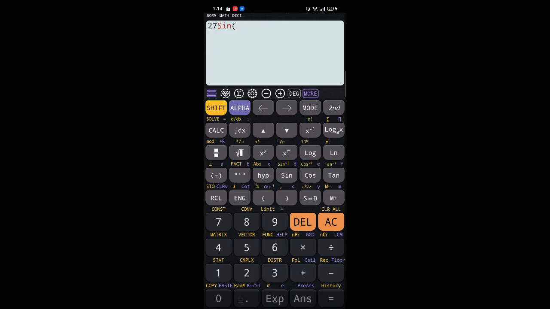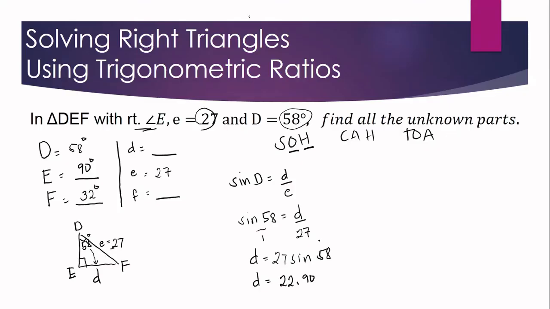Then we are going to press the angle. We have here 58. And as you can see here, the answer is already here. If we are going to round it off to the nearest hundredths, the 89 will become 90. So the answer is 22.90. So let us write here, the value of D is 22.90, or as simple as 22.9.